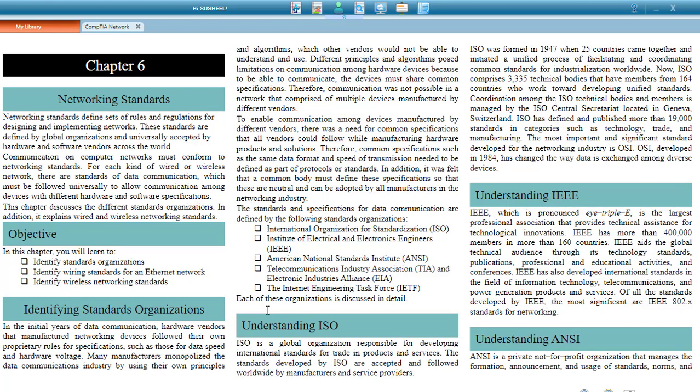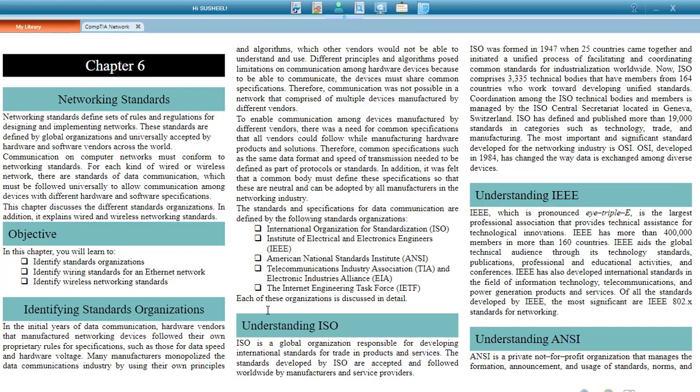3,335 technical bodies that have members from 164 countries who work toward developing unified standards. Coordination among the ISO technical bodies and members is managed by the ISO Central Secretariat located in Geneva, Switzerland. ISO has defined and published more than 19,000 standards in categories such as technology, trade, and manufacturing. The most important and significant standard developed for the networking industry is OSI. OSI, developed in 1984, has changed the way data is exchanged among diverse devices.